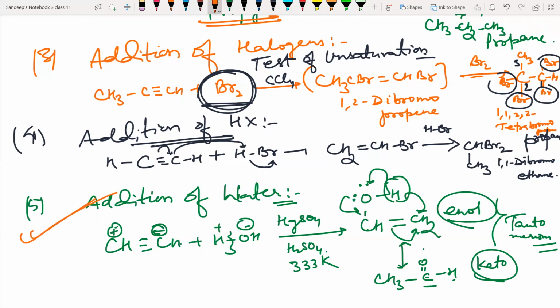So this is a very important reaction. This reaction is also called Kucherov's reaction. So in case of ethyne, an aldehyde is formed. In case of all other alkynes, a ketone is formed.